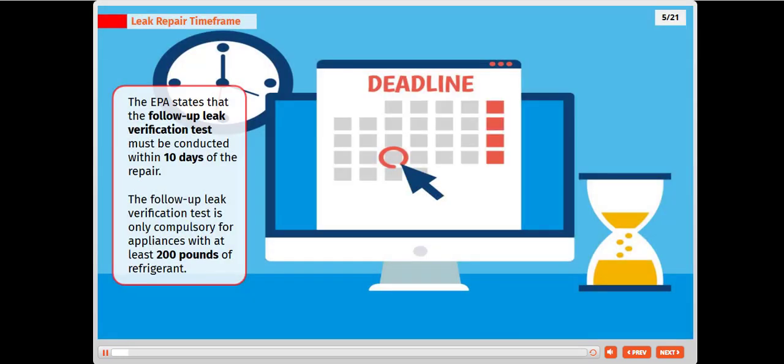The EPA states that the follow-up leak verification test must be conducted within 10 days of the repair. The follow-up leak verification test is only compulsory for appliances with at least 200 pounds of refrigerant.